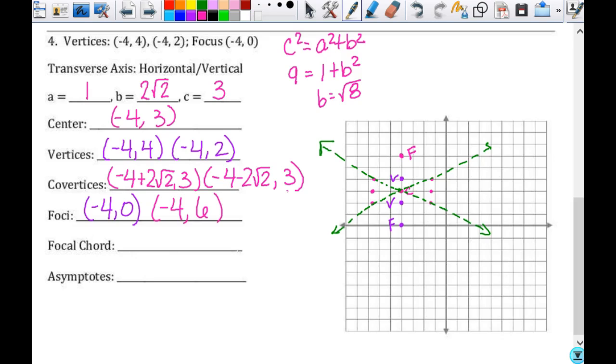My focal chord length is 2b squared over a. So that's 2 times 8 over 1. That is 16. So from my focus point, I count 1, 2, 3, 4, 5, 6. Ugh, my lines must be really bad. Okay, either they're really bad or I did something wrong. I think my lines are just curvy is the problem.